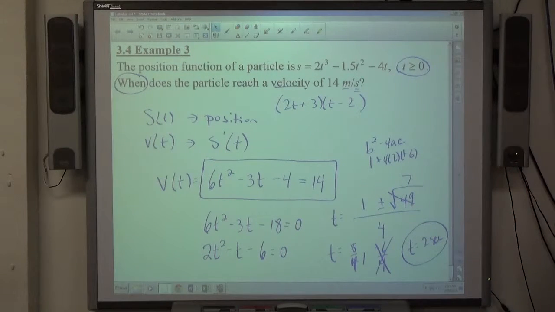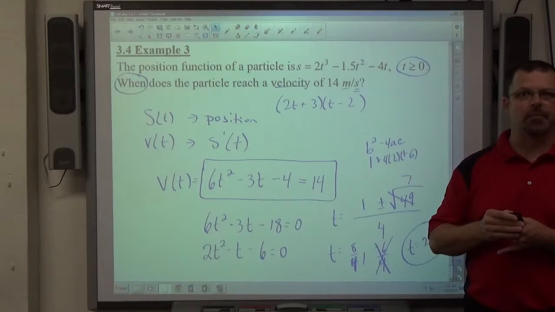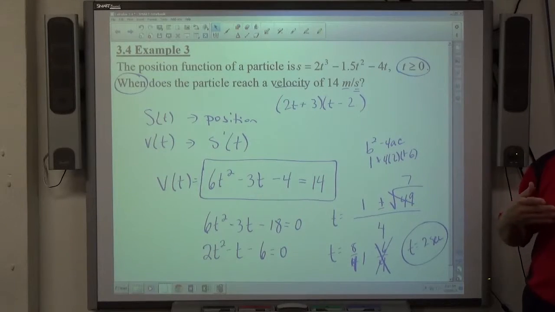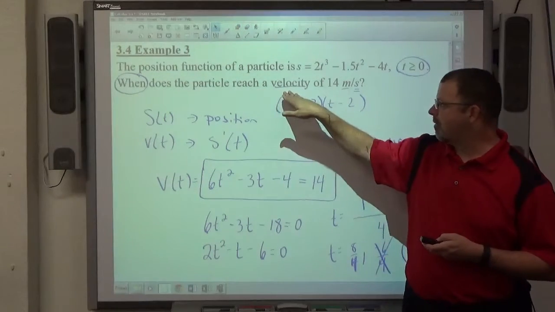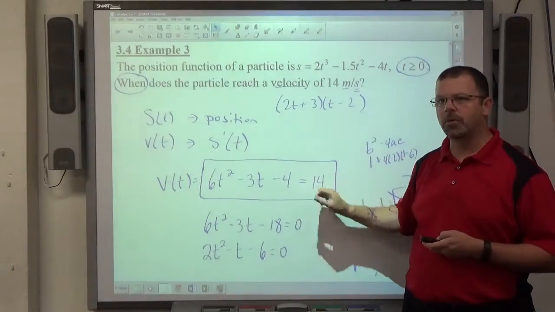So for any type of question like that, you have to translate every one of these questions into: is it about position, is it about velocity, what am I going to do with those functions to make it happen? Those are the questions you need to ask yourself. Here it asked me about velocity, so I needed a velocity function. It says when is it 14, so I set it equal to 14 and worked it out.